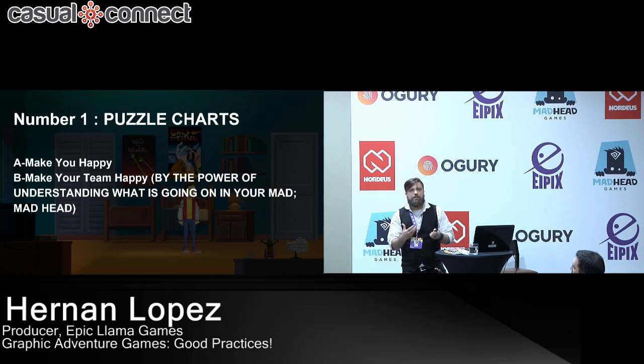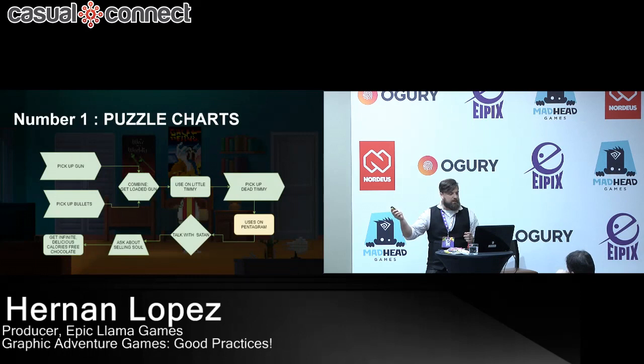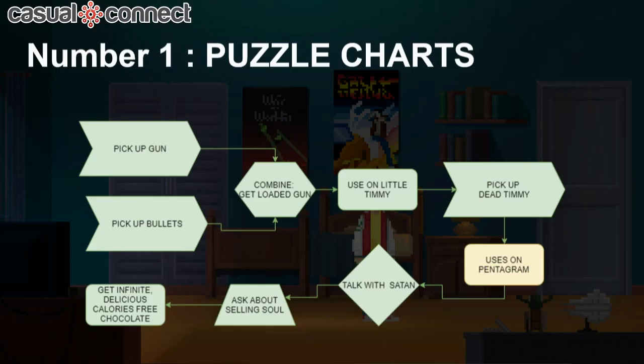This is how they look. You can do it in 10 minutes in any browser, for instance. You pick up a gun, you pick up a bullet, you combine the items, and they get loaded. Use it on little Timmy, pick up the little Timmy, use it on the pentagram, talk with Satan, ask about selling a soul, and get delicious, free, calorie-free chocolate.